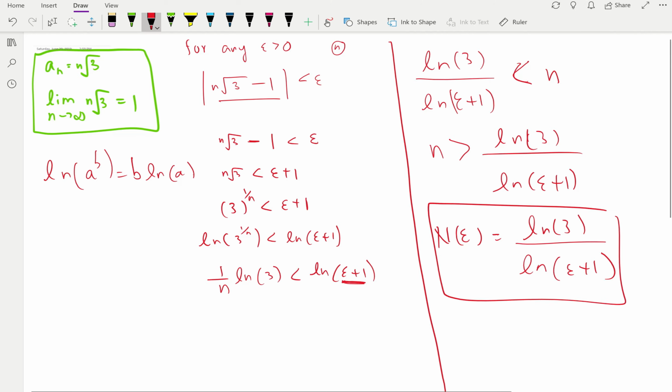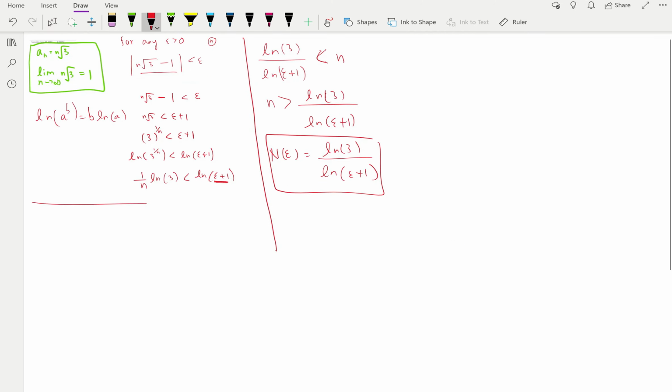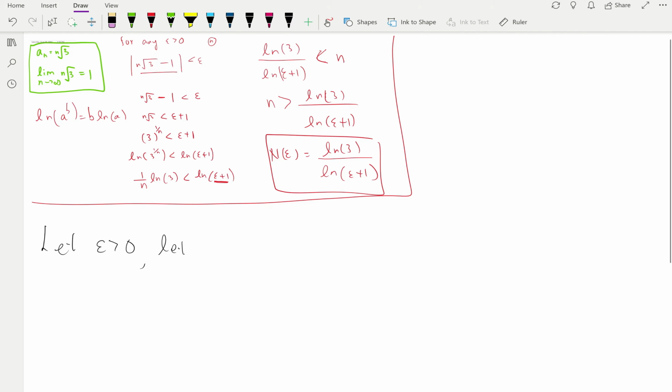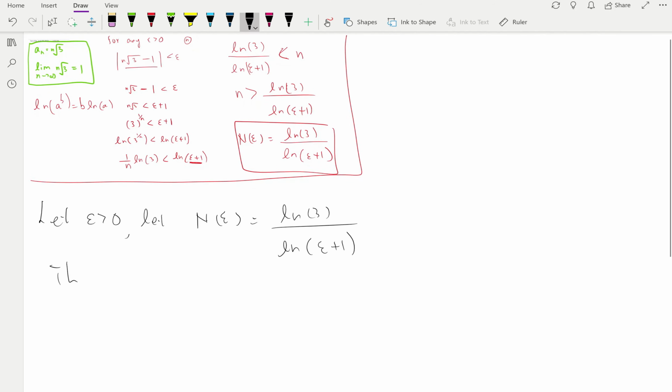Great. Now all we need to do is write down our proof formally. So let's write the proof. Let epsilon be greater than 0 and let capital N be what we found, natural log 3 over natural log of epsilon plus 1. Perfect. And then small n greater than capital N implies small n greater than natural log 3 over natural log of epsilon plus 1.